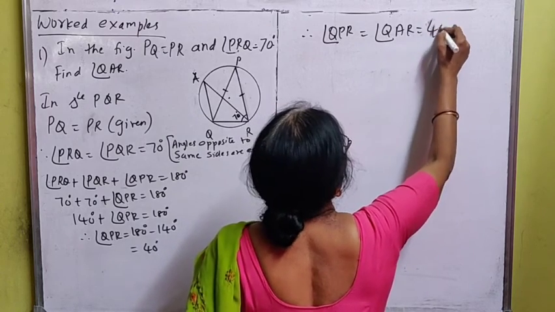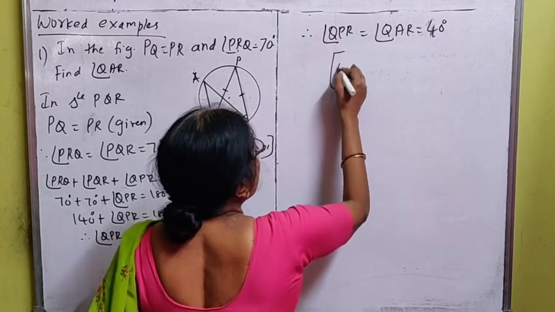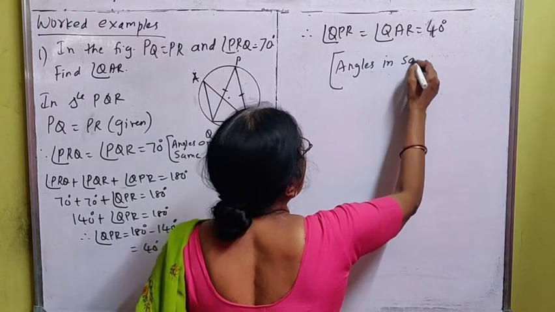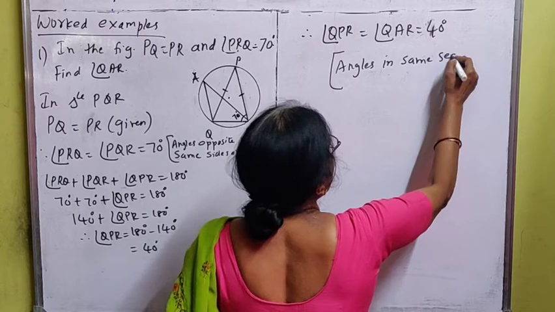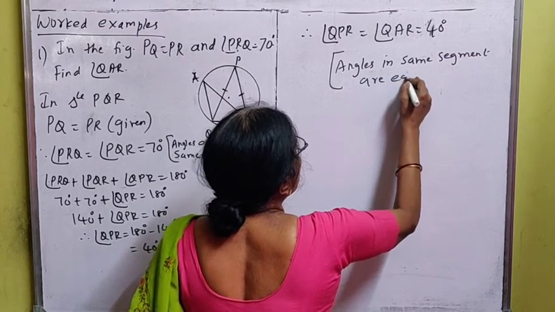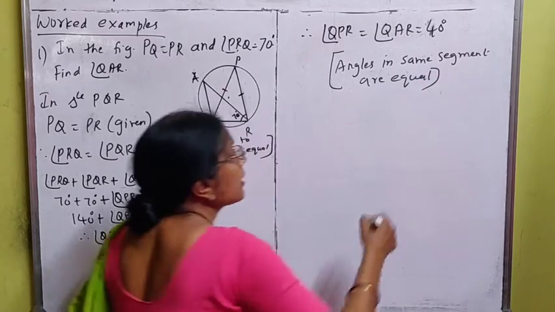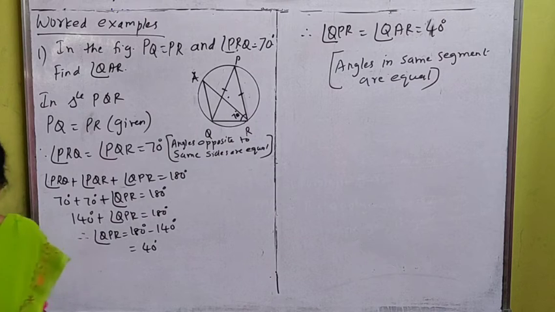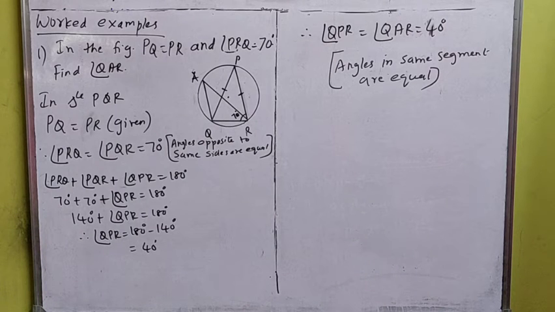Is equal to 40 degree. Reason: angles in the same segment are equal. That is the reason why we got angle QPR is equal to angle QAR is equal to 40 degree. What is the reason? Angles in the same segment are equal.